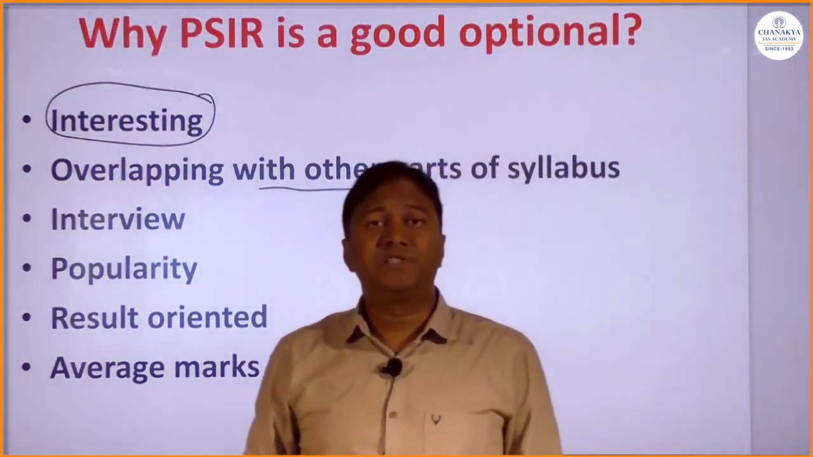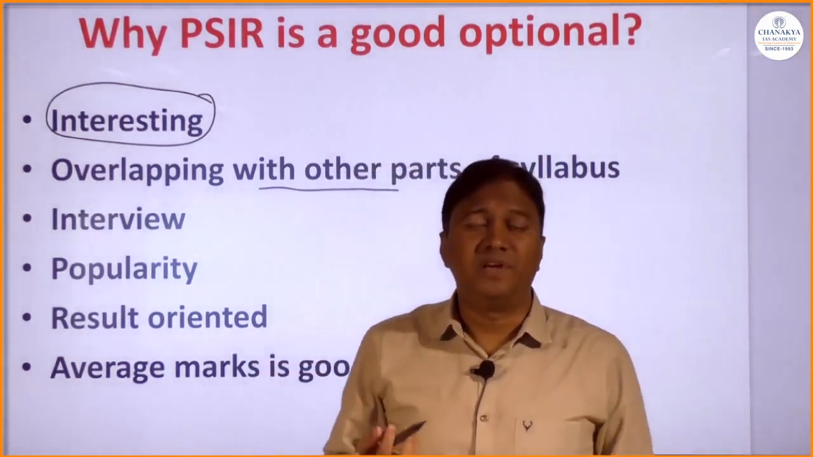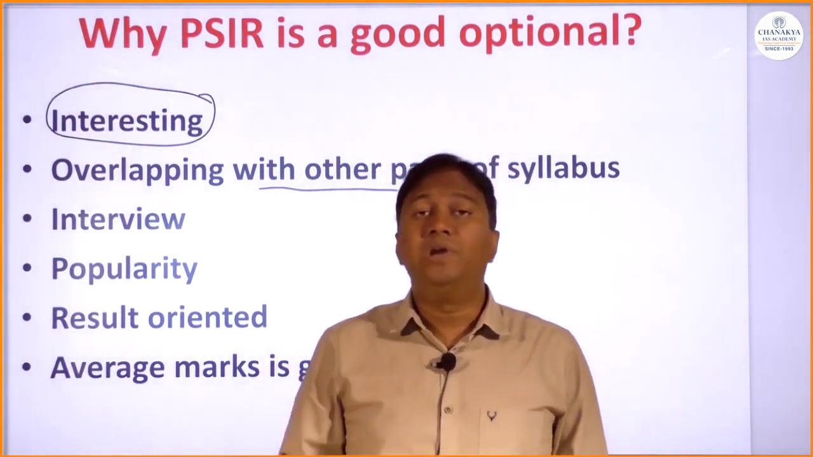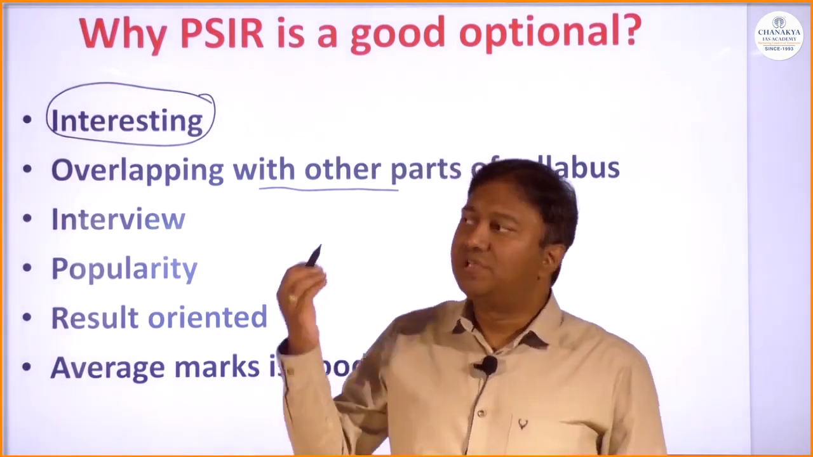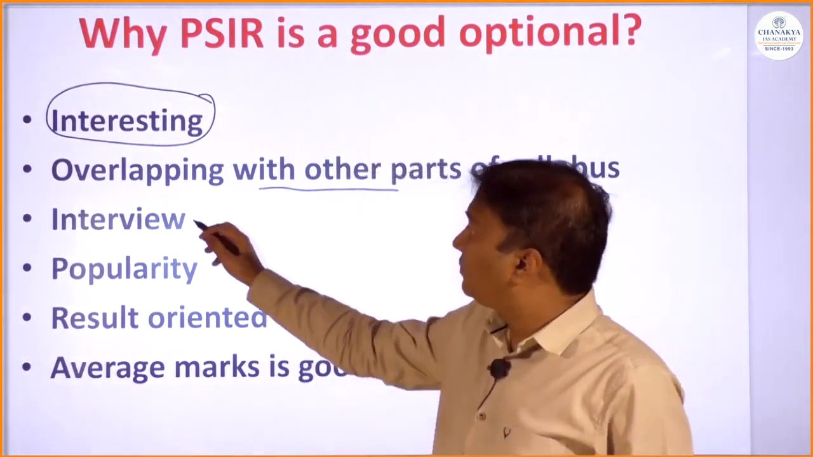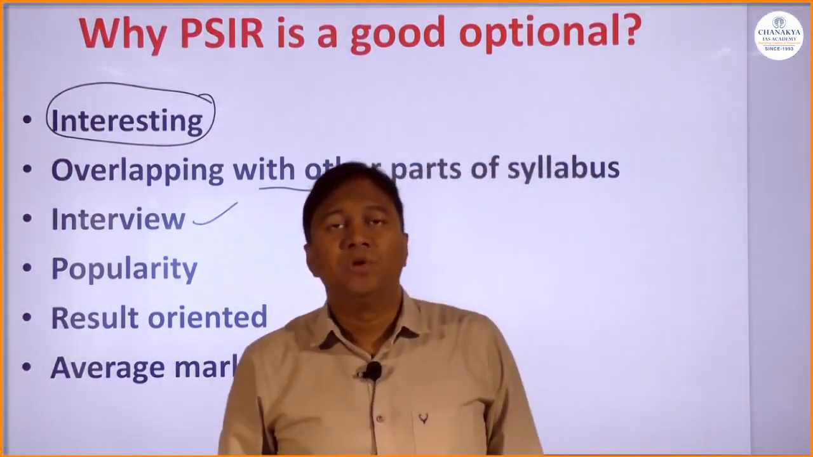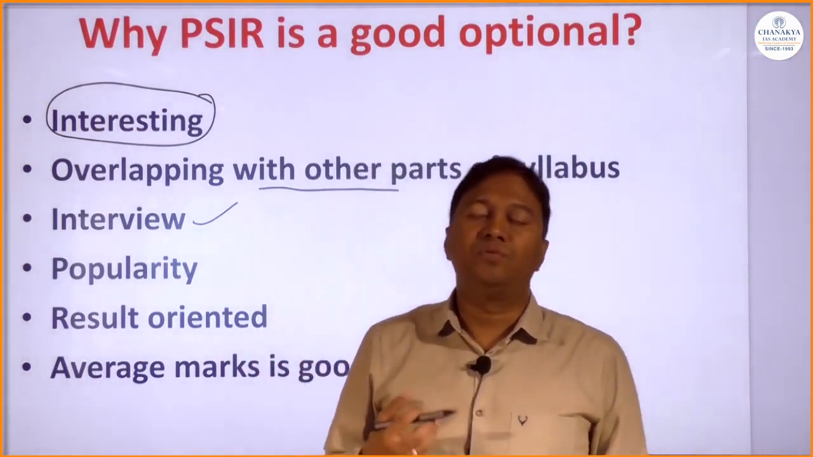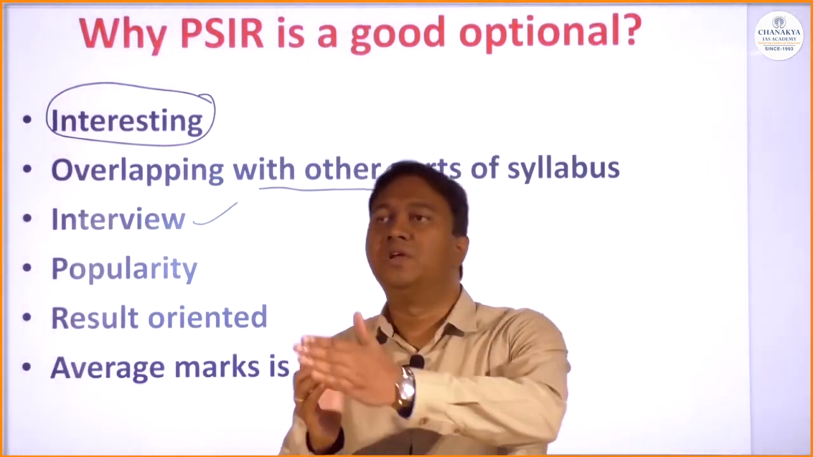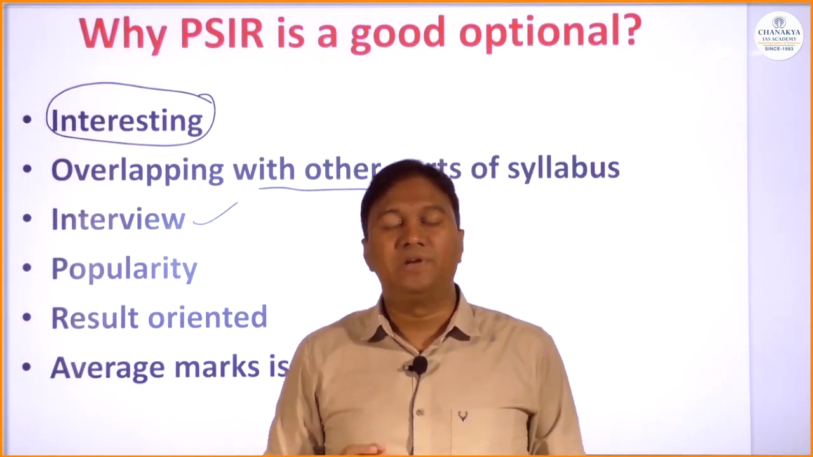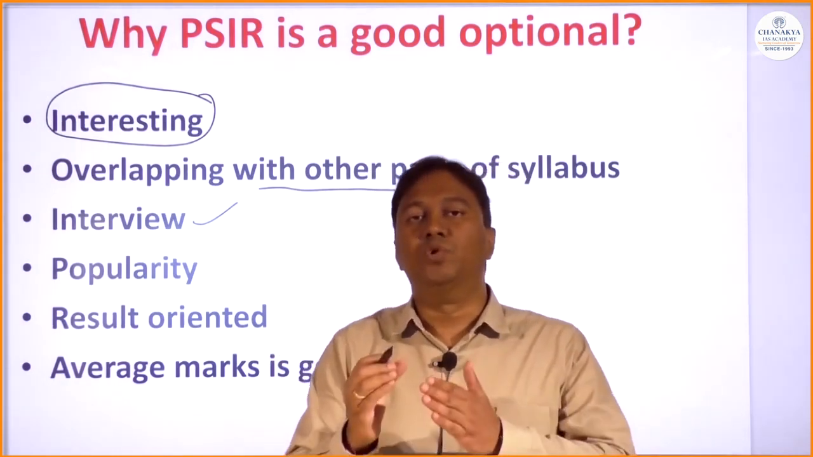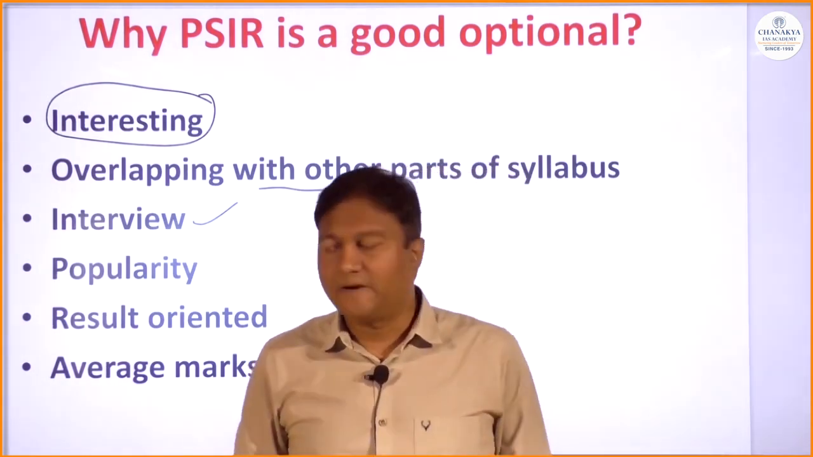Now, overlapping with other subjects, I have already told you that this subject overlaps with essay, society, internal security, even economics, international relations, then we have polity, world history, and ethics. So this subject is a good option because of overlapping. Factor number 3 is interview. What we have seen is that whenever a student with PSIR as an optional enters the interview panel, he can channelize the entire panel towards the knowledge of international relations, international politics. So by gaining a command over this subject, you can channelize the interview board towards the core knowledge of PSIR.